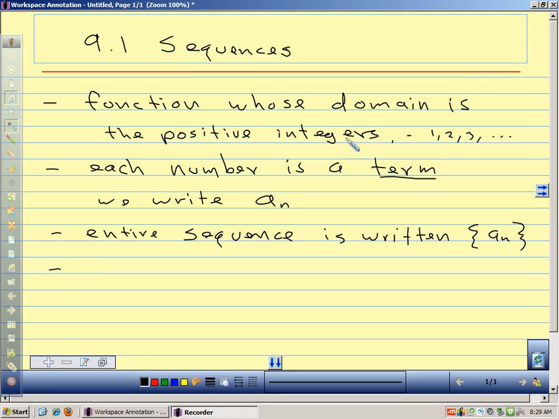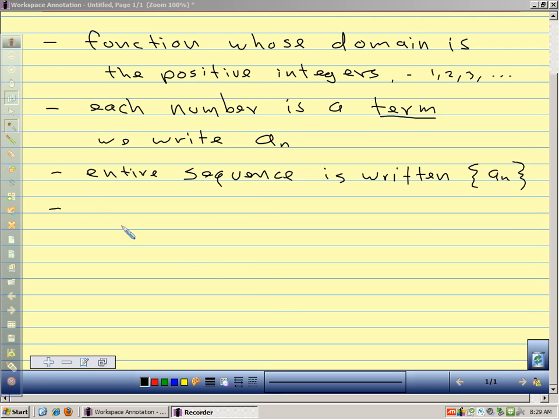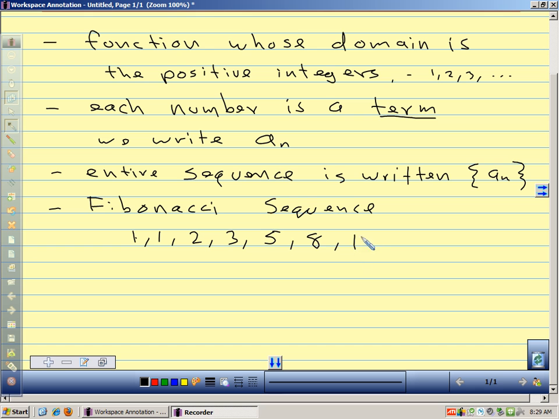An example of a sequence is the Fibonacci sequence. It's just a famous one. The Fibonacci sequence is 1, 1, 2, 3, 5, 8, 13, and so on. We get the Fibonacci sequence by adding the two previous numbers. So 1 and 2 is 3, 2 and 3 is 5, 3 and 5 is 8, 5 and 8 is 13. So this would be an example of a sequence. This is a sub 1, a sub 2, a sub 3, etc. Each individual number in the sequence is written as a with a subscript.